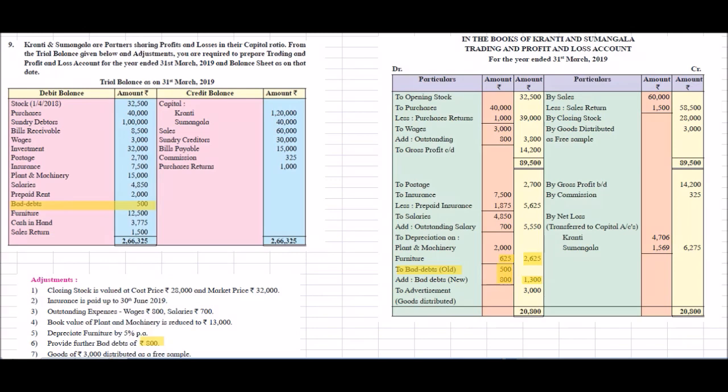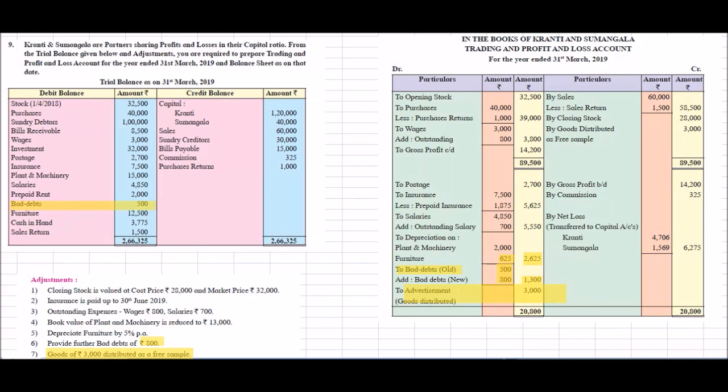Next is advertisement. So advertisement amount is goods of rupees 3,000 distributed as a free sample. So that we are taking as advertisement. For the advertisement it has taken 3,000 rupees. Goods distributed for the sample, it is 3,000 rupees.